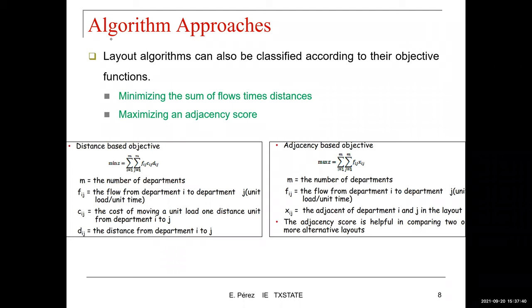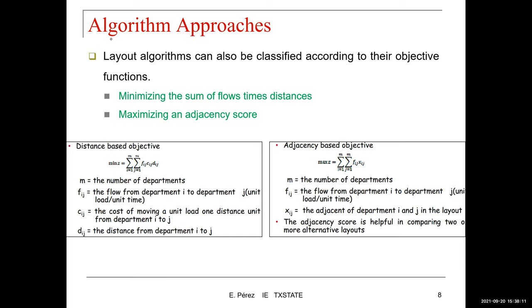Layout algorithms can also be classified according to their objective function. If you are familiar with operations research, these are basically two objectives that are expressed in a mathematical fashion. You can have them minimizing the sum of flows times distances. So you want to minimize the amount of movement that is happening in your facility. You don't want to be traveling too far.